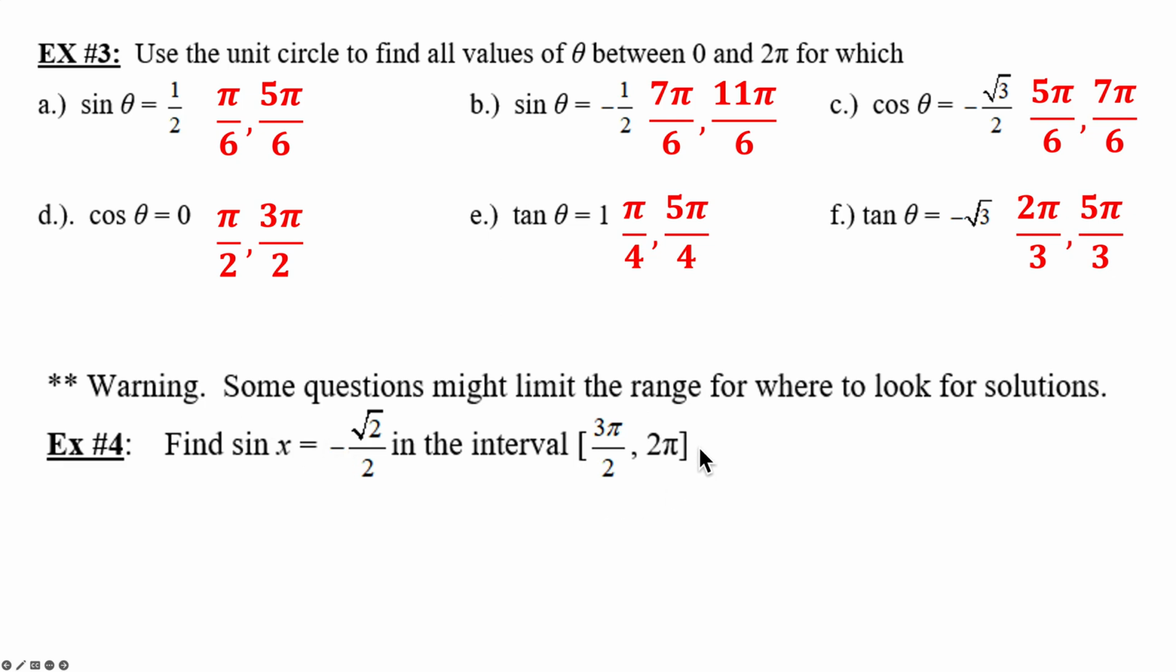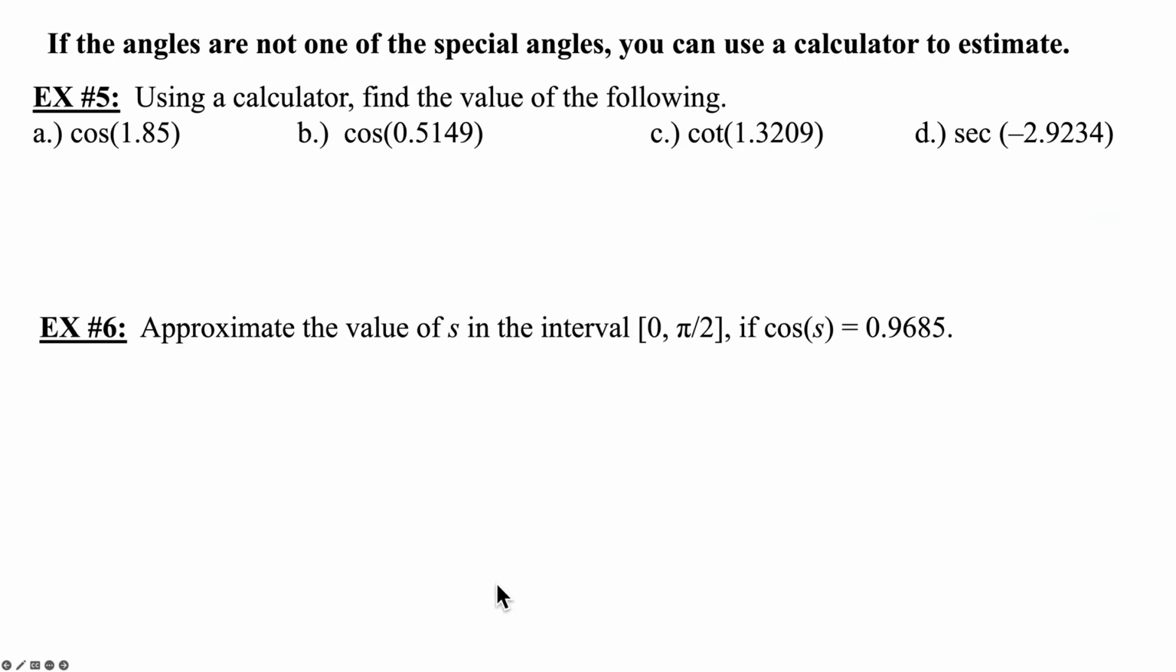Now, if they give us a smaller interval, 3 pi over 2 to 2 pi, that's just quadrant 4. So yes, sine is negative in quadrant 4. It's the square root of 2, so I'm thinking, okay, it's that pi over 4 down there, but since I'm in quadrant 4, that's going to be 7 pi over 4.